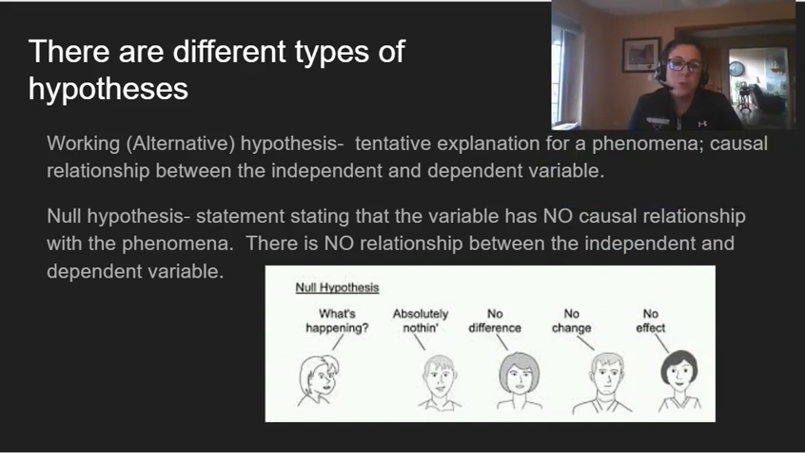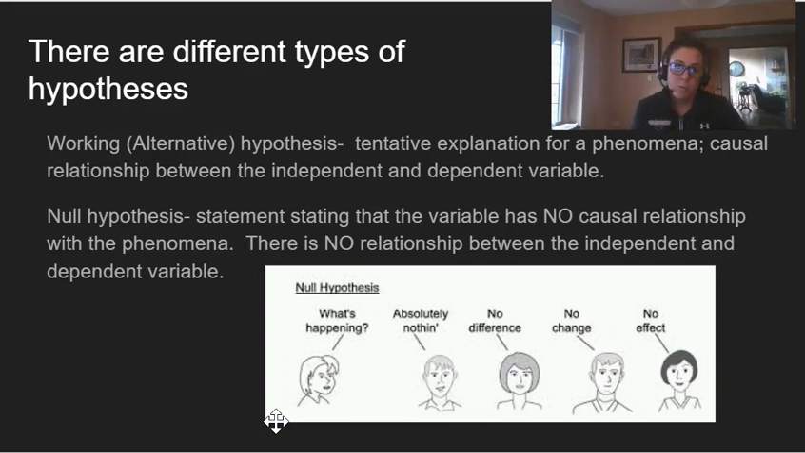So, let's look at these two different types of hypotheses. Down at the bottom, you see the little cartoon, and the question is, what's happening? All of these people are giving null hypotheses: absolutely nothing, no difference, no change, no effect. And that's what a null hypothesis is. A null hypothesis says that there's no cause and effect relationship between an independent and a dependent variable at all.